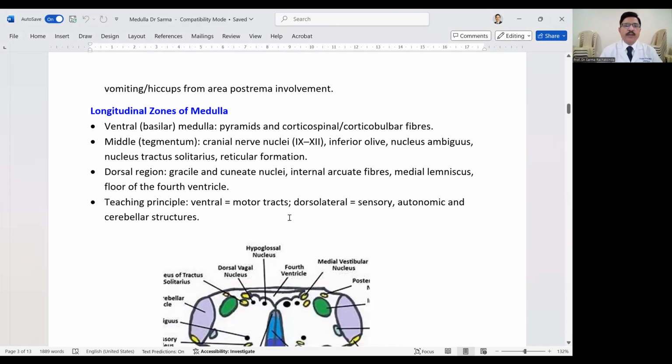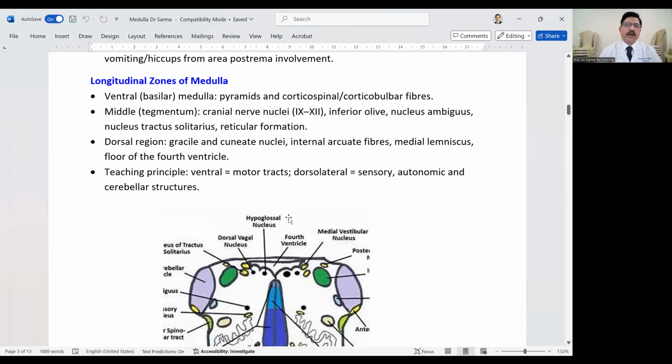Ventral basilar, we have seen. Middle is cranial nerve nuclei 9 to 12, inferior olive, nucleus ambiguus. I told you nucleus ambiguus is basically for the pharyngeal and laryngeal sensations. Tractus solitarius is for the visceral sensations. Reticular formation is for the activity of the brain, and arousal. Dorsal region: gracile and cuneate nucleus, internal arcuate fibers, medial lemniscus, floor of the fourth ventricle. These are the dorsal part.